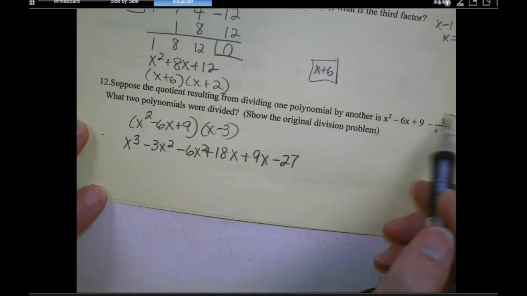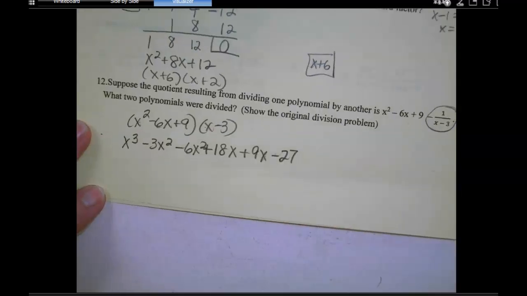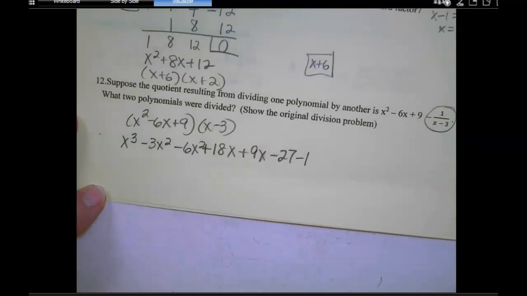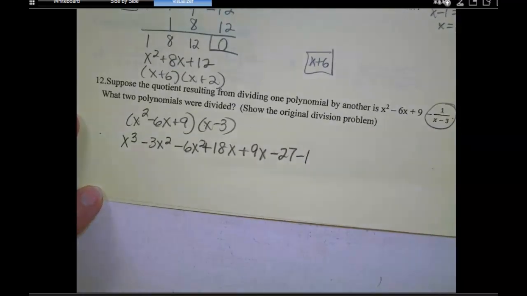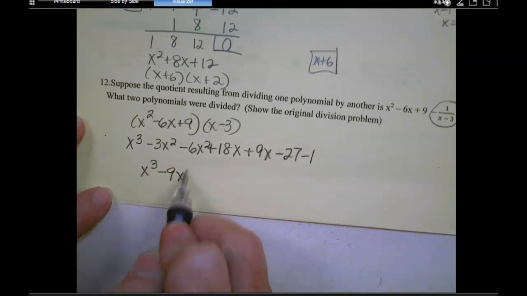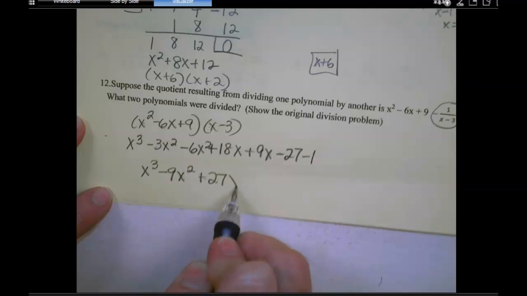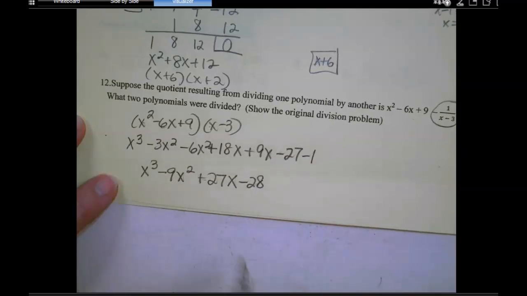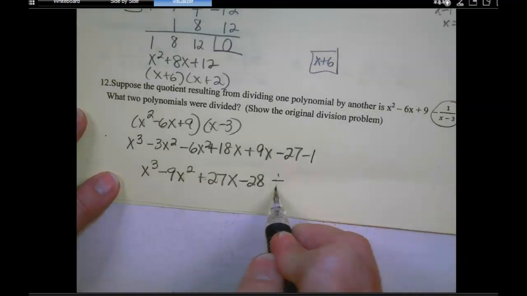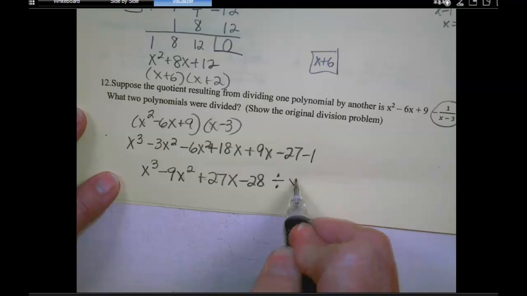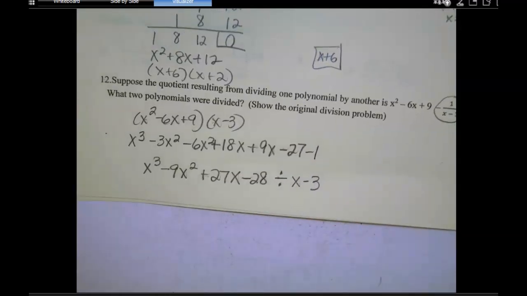I left out the remainder. What is the remainder? Minus 1. So I get x to the third minus 9x squared plus 27x minus 28. So that's the polynomial, and it was divided by, what did we divide by? X minus 3. So there's your original problem.